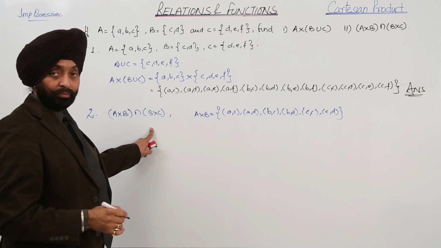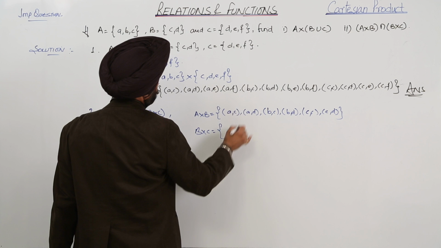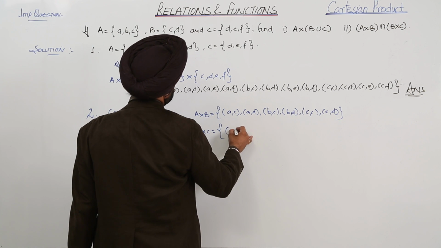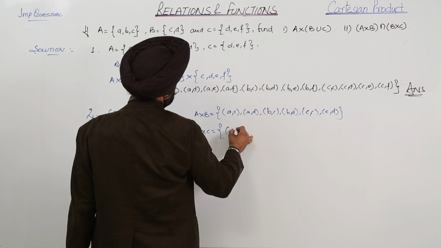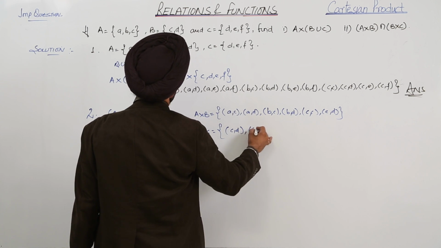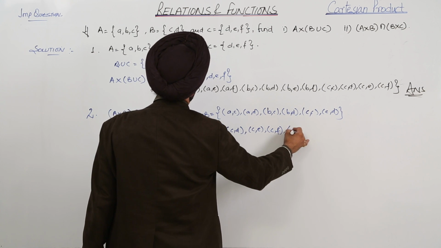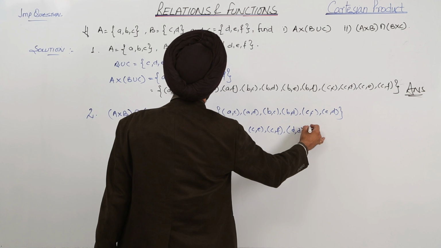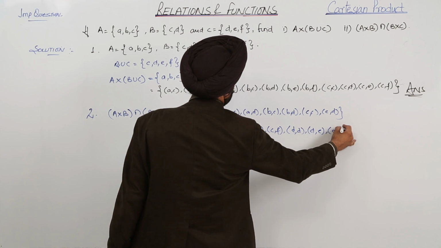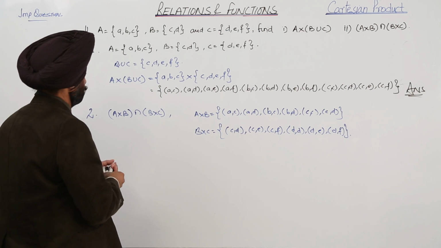After this we have to find B cross C. Now B cross C, B is {C, D}. So we are having (C, D), (C, E), (C, F), then (D, D), (D, E), (D, F).